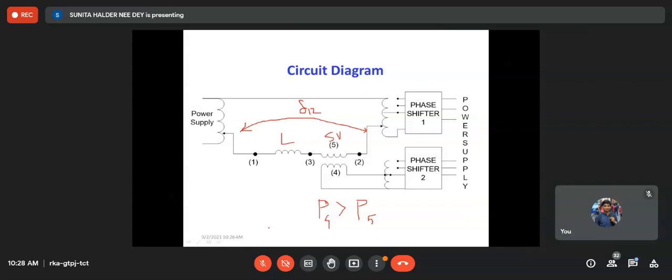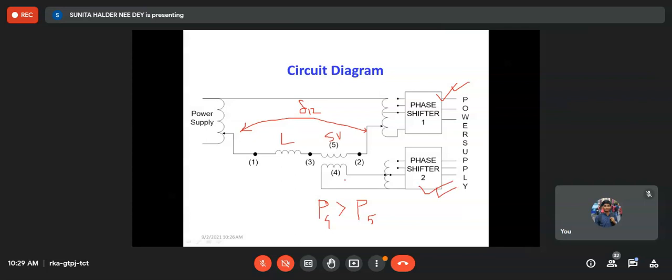So that delta 1 2 is controlled using phase shifter 1, right? Actually, from the same power supply, one voltage is given at end 1, and the same voltage is given through a phase shifter to end 2, so that we can get this angle difference. Similarly, if we want to control the angle difference of the voltage injected at 4, then whatever power supply voltage is available, we must shift that angle. That's why we need another phase shifter in the injection part, right?